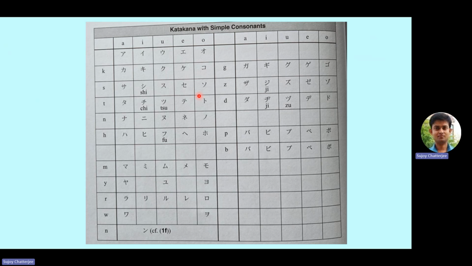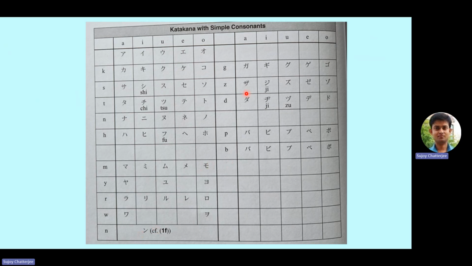So the syllables are the same. We have the vowels listed here: a, i, u, e, o, and then these are the consonants, and consonant plus vowel forms these sounds: ka, ki, ku, ke, ko, sa, shi, su, se, so, ta, chi, tsu, te, to, na, ni, nu, ne, no, ha, hi, fu, he, ho, ma, mi, mu, me, mo, ya, yu, yo, ra, ri, ru, re, ro, wa, o, n.